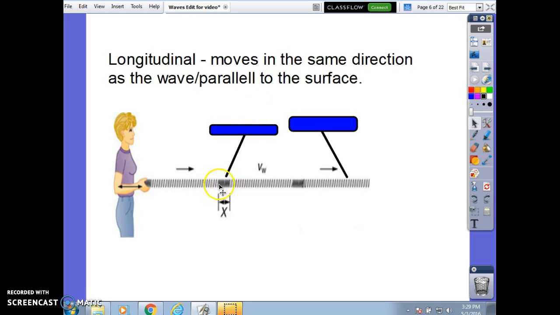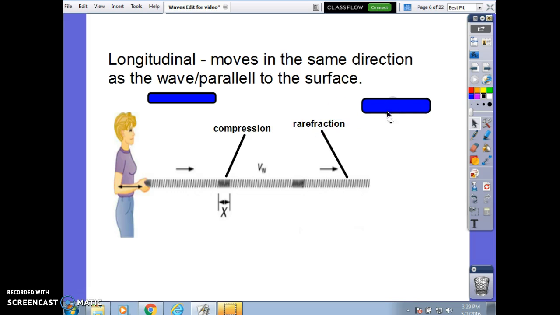This part right here where it's squished together, like when you squish together a spring, is called compression. And this part where it spreads back apart, like after you let go of the spring, that's actually called rarefaction. You might think of refraction, that's different. Rarefaction means it's the opposite of compression. It's spreading apart right here. I'll label those on your wave, and then I have another example for you.